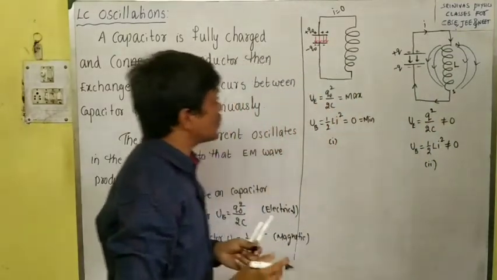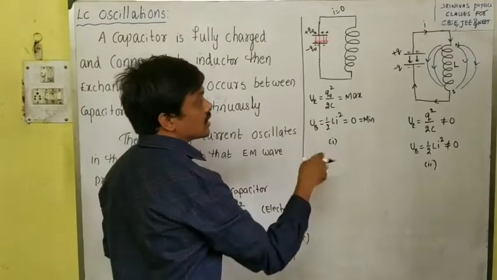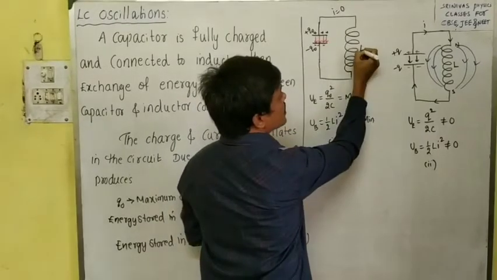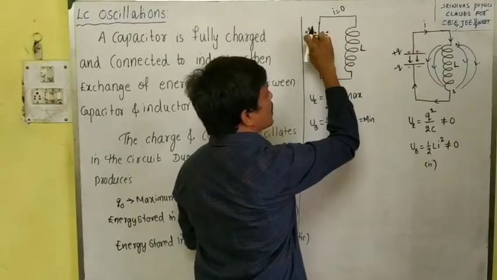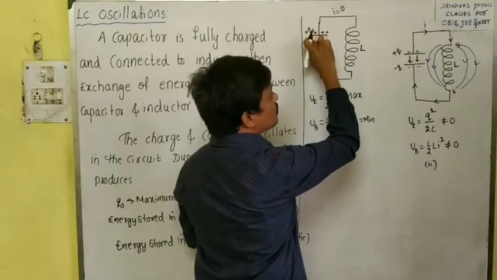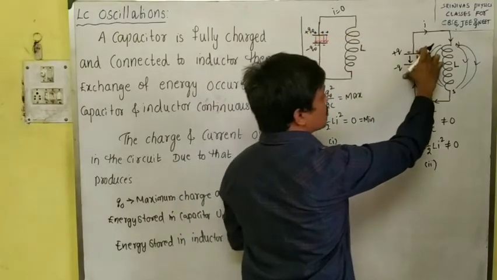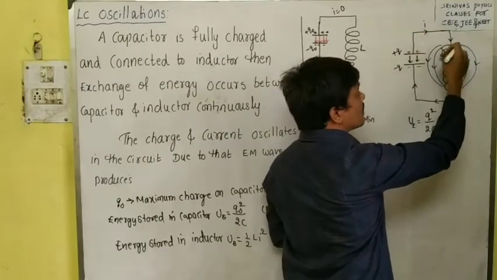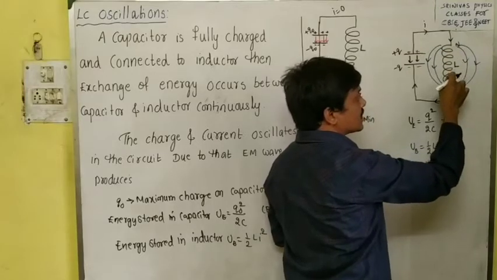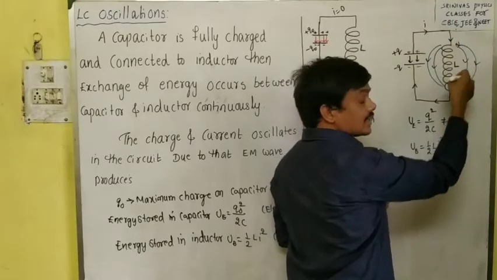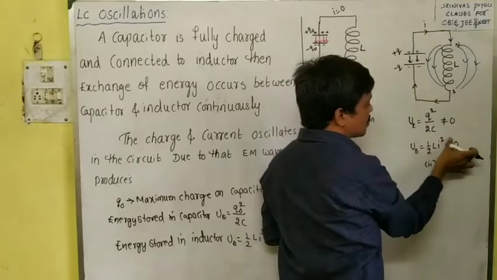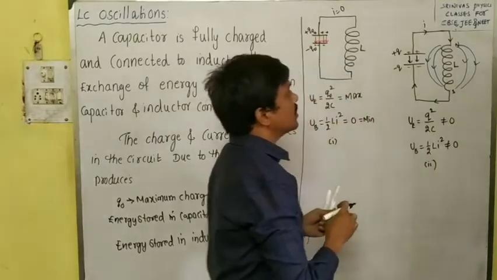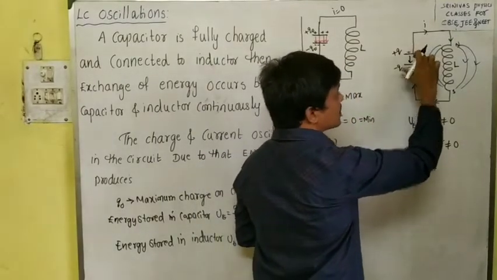Now the next one I am going to draw. The next case, what happens? Firstly, the fully charged capacitor is connected to the inductor. Initially there is no current, that's why the total energy is stored in the capacitor, and now it starts to discharge. When some charge passes through the inductor, some current passes, and it will act like a magnet, and some magnetic energy is stored in the inductor. That magnetic energy stored is half Li square, it is not equal to 0, and the energy stored in the capacitor is also not equal to 0, right? Because it is not totally discharged.